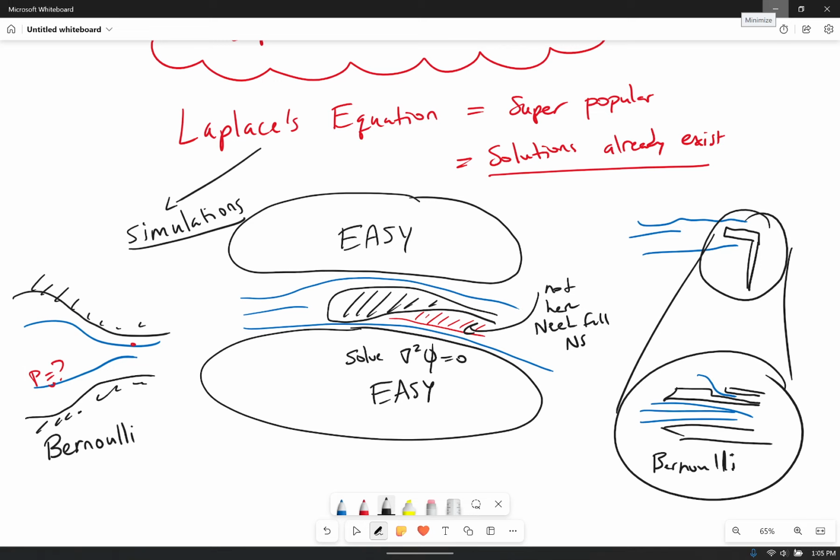So whether you use Bernoulli or Laplace really depends on whether you're doing simulations or experiment. If you're doing experiment, Bernoulli's is usually your go-to. If you're doing simulations, then you're using Laplace's equations wherever you can because it's way simpler than the full Navier-Stokes. And then you just put your harder, more time-intensive calculations on the computer where it actually needs it.